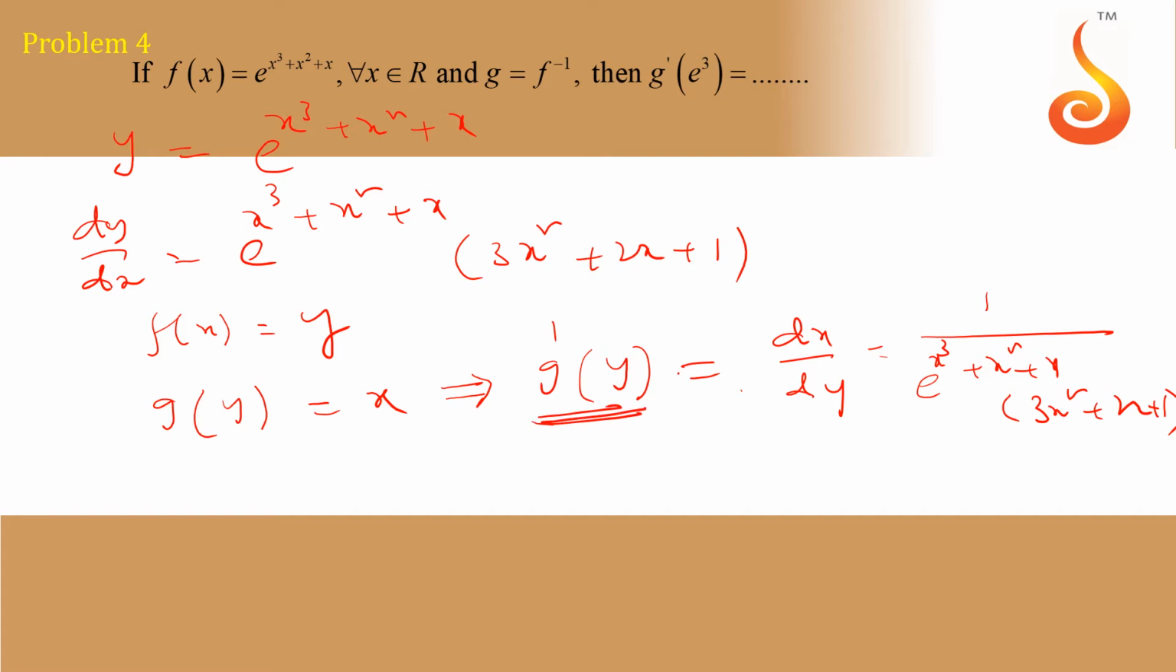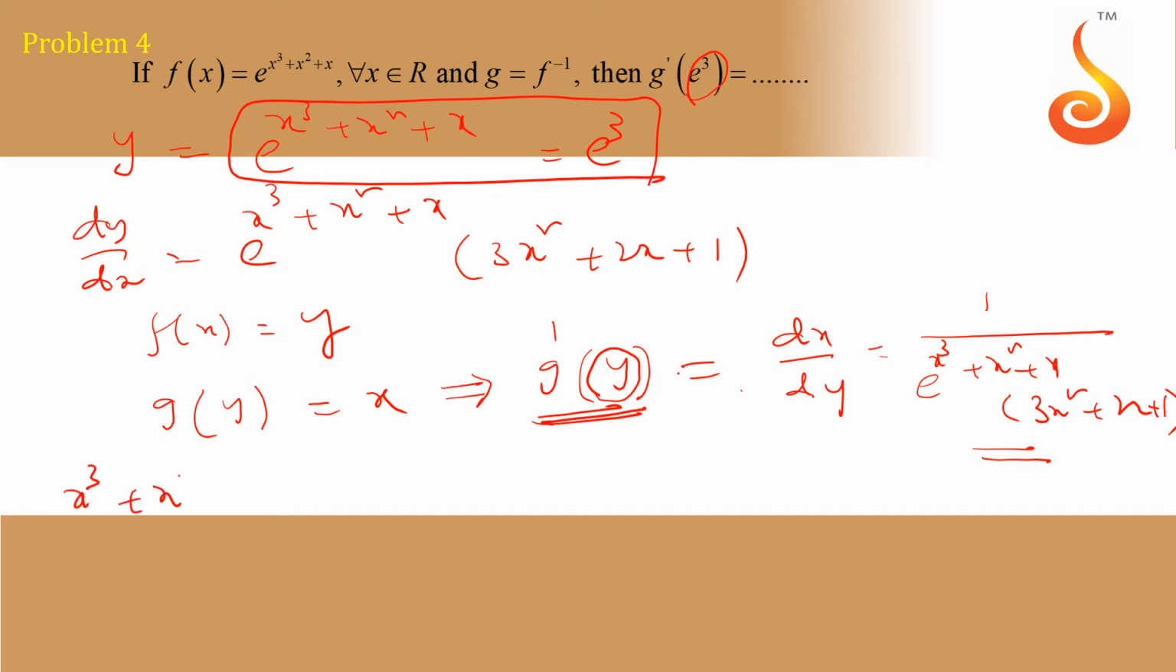But we got g dash y in terms of x. And now at what value are we asking? E cube. Means your y is e cube. For that, can I say x cube plus x square plus x must be equal to 3? So this implies x cube plus x square plus x minus 3 equals 0. x equal to 1.